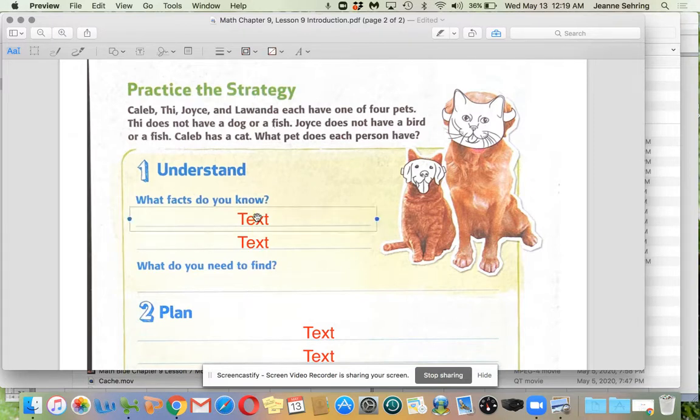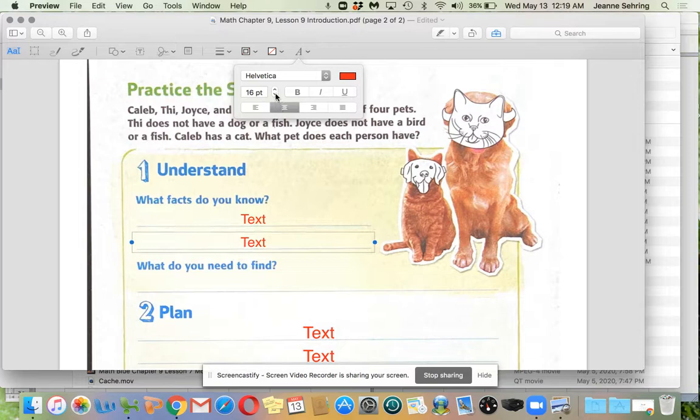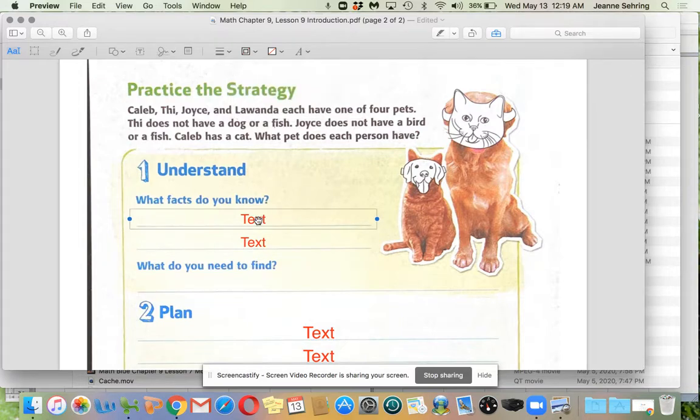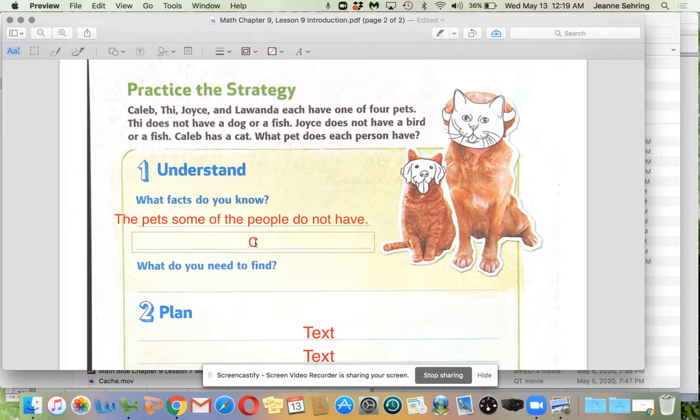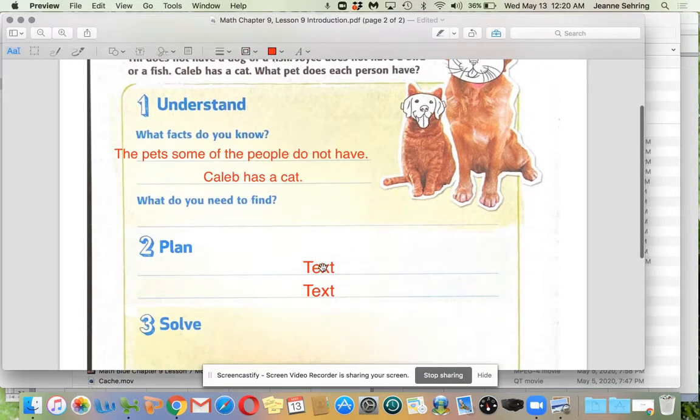Okay, so what facts do we know? I'm going to shrink this down to a 16, and shrink this one down to a 16, because I'm afraid I'm going to be writing a lot. So we know the pets some of the people do not have. We know which ones they don't have. And we know that Caleb has a cat. That's what we know.